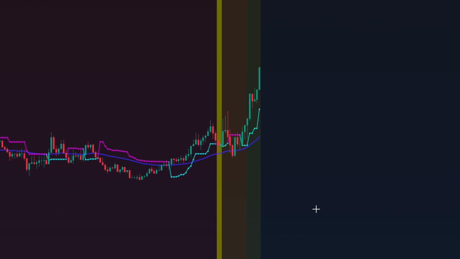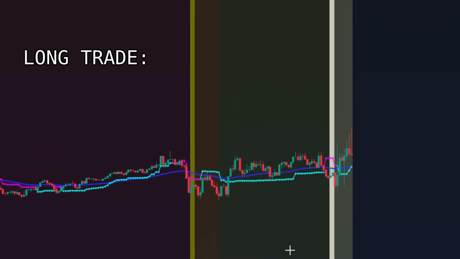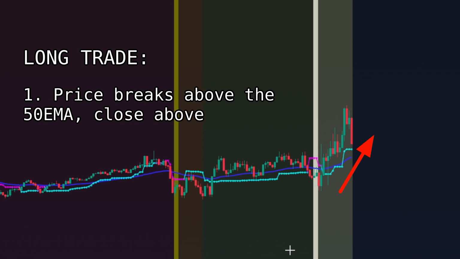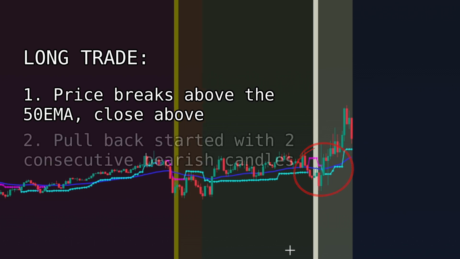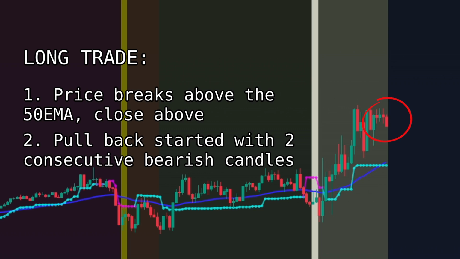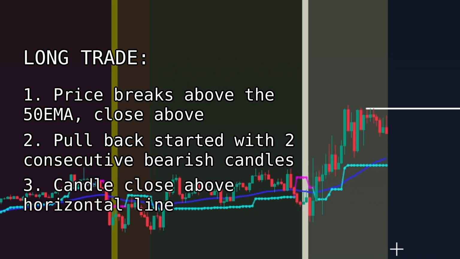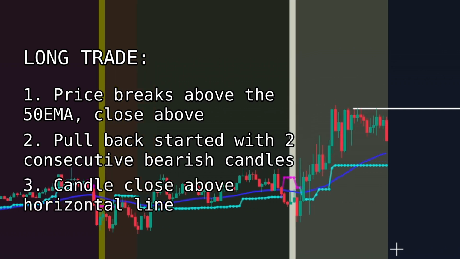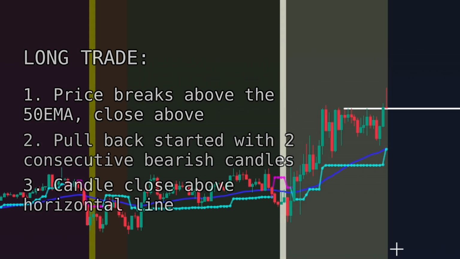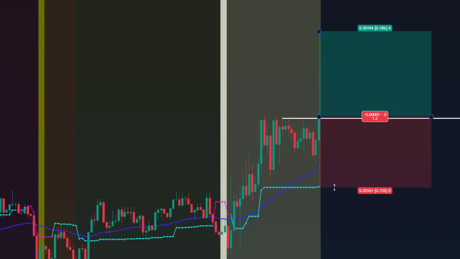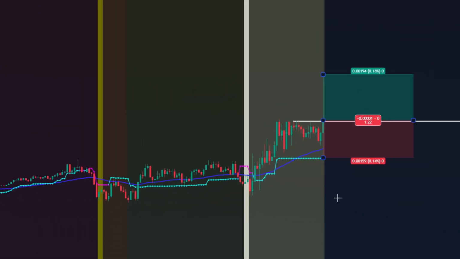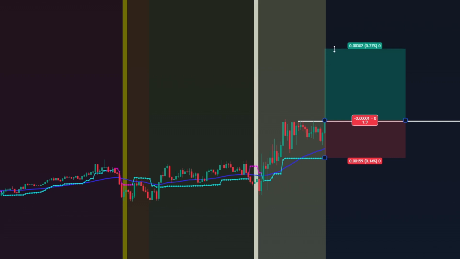Here's how the setup works. For a long trade, the price must break above the 50 EMA, with a candle clearly closing above it. Wait for at least 2 consecutive bearish candles after the breakout. Place a horizontal line at the swing high before the pullback and enter when a candle closes above this line. Place your stop loss at the level indicated by the chandelier stop. Target 2 times your stop loss distance to keep risk management simple.